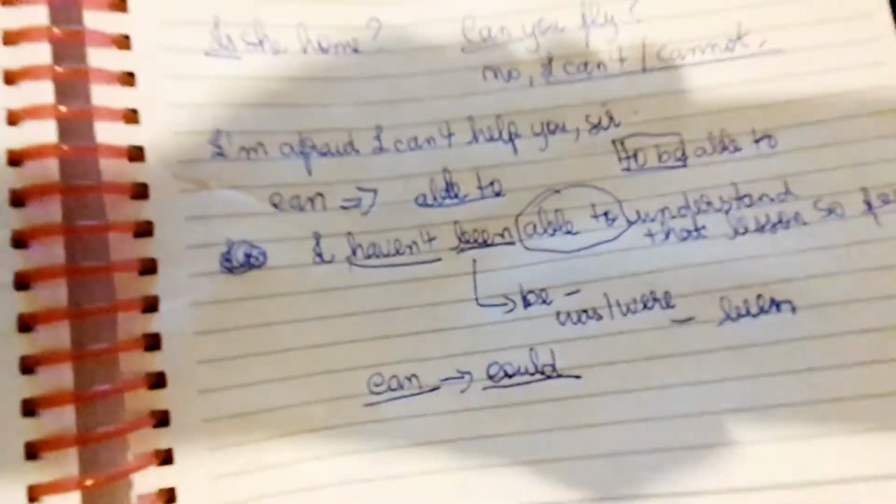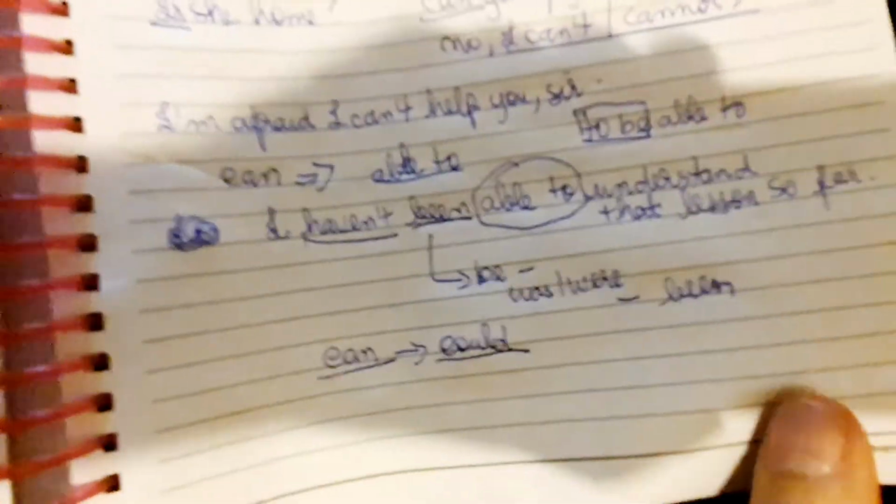If I say, I haven't been able to understand that lesson. If I want to use the same idea using the verb can, you have to use the verb in the present. I can't understand that lesson. Okay, I can't understand that. It's as simple as that. There is no flexibility to change the verb can into the present perfect or the future, okay?